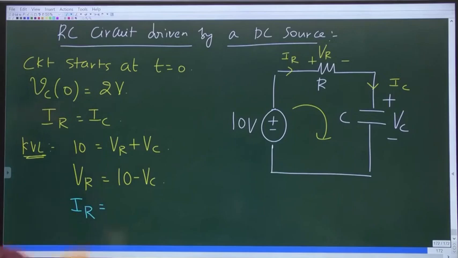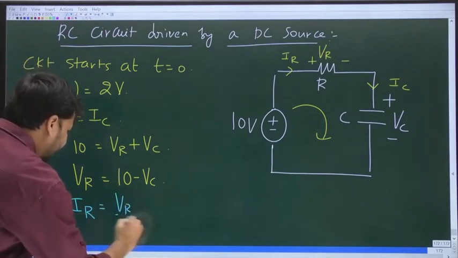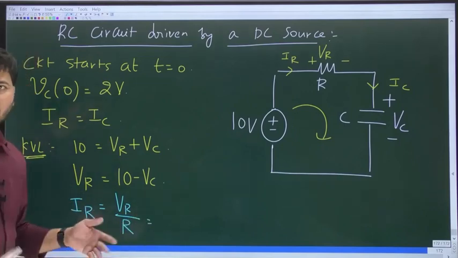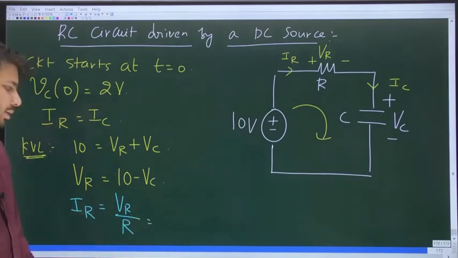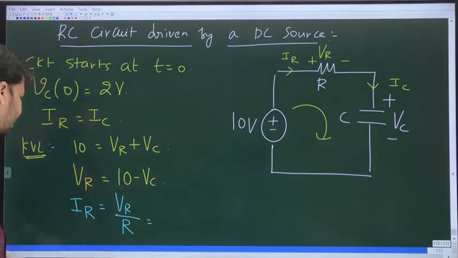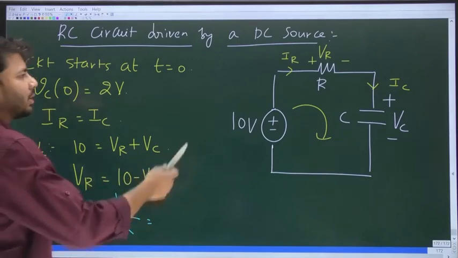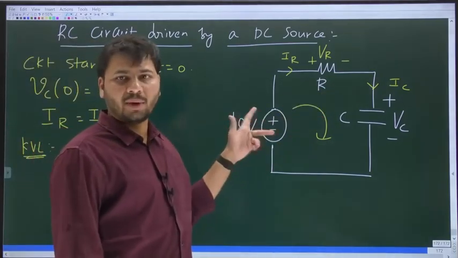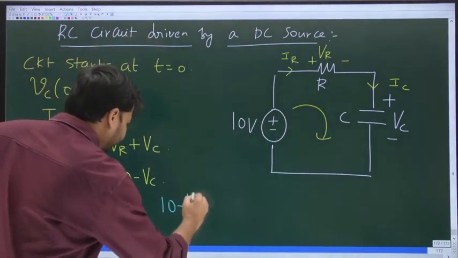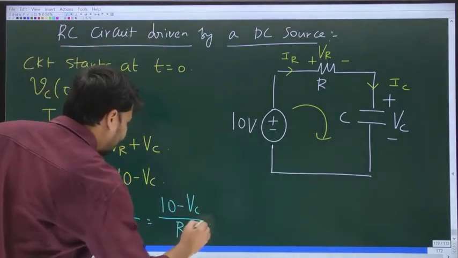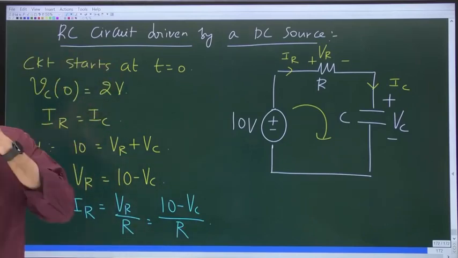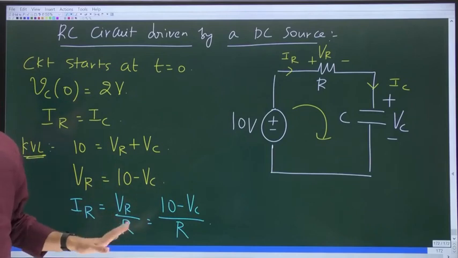Now, the current through the resistor is the voltage drop across the resistor divided by the resistance. Yes or no? Ohm's law: current through the resistor is VR by R. And just now from KVL, we found that the drop across the resistor is the applied voltage minus the drop across the capacitor, which is 10 minus VC, divided by R. Clear so far? Yes.